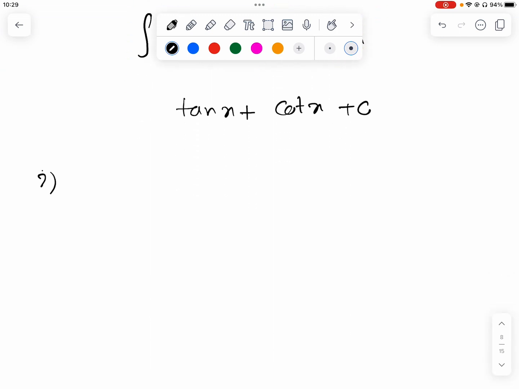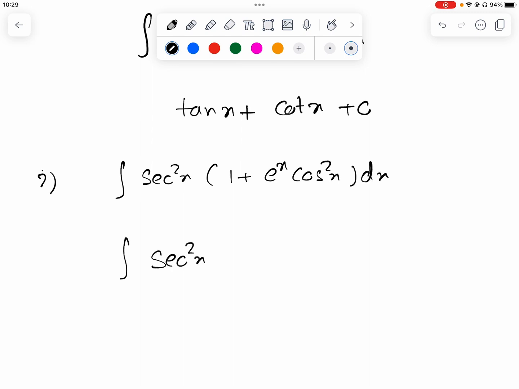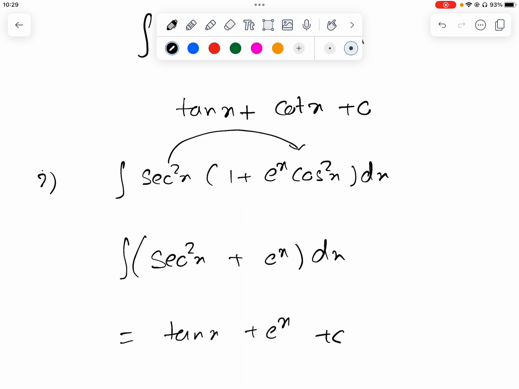Then I, integral of secant square x times (1 plus e power x cos square x) dx. Expand it out. Secant square x times 1 is secant square x. When I multiply these both, secant square and cos square x get cancelled, so e power x dx. The integral of secant square x is tan x, the integral of e power x is e power x, plus c.